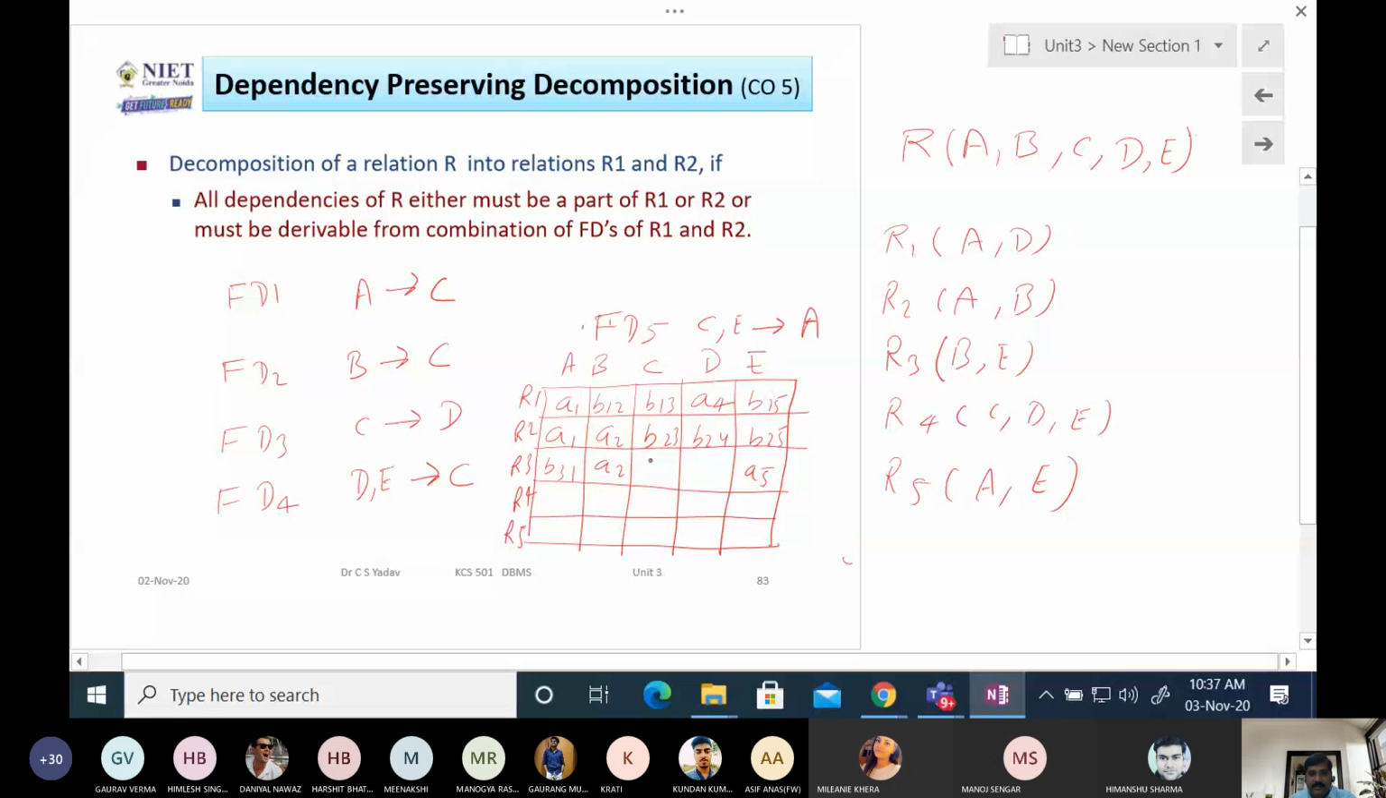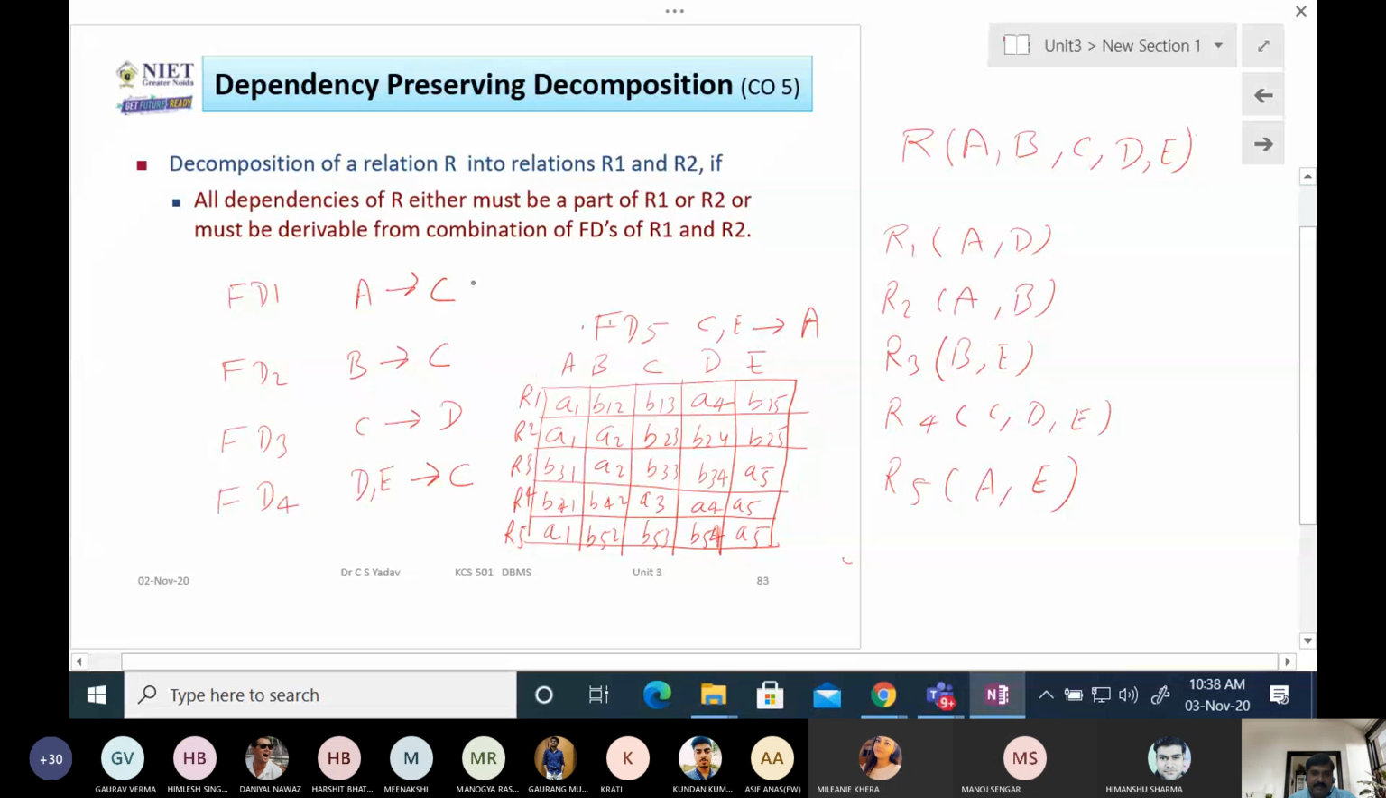And this is B31, B33, B34. Then for R4, CDE, A3, A4, A5, and this is B41 and B42. And then R5, AE, this is A1, and this is A5, and the rest of the cells are initialized with B52, B53, and B54.